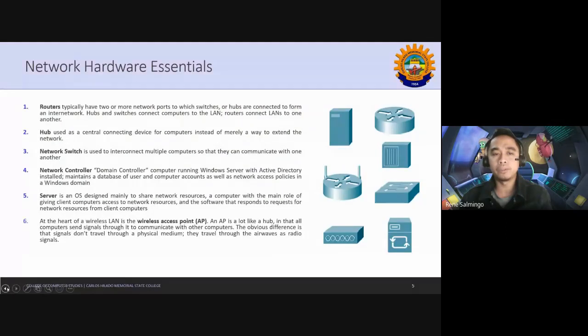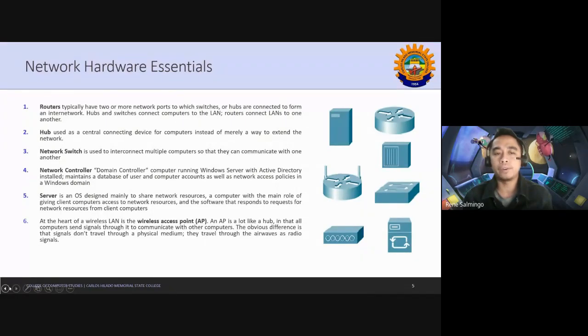Now for the basic definition in network hardware essentials. In Cisco Packet Tracer, we have 6 common components. So we have routers. These typically have 2 or more network ports to which switches or hubs are connected, and they form an internetwork. Hubs and switches connect computers to a local area network, and routers connect local area networks to one another. Later I will have a demo regarding this.